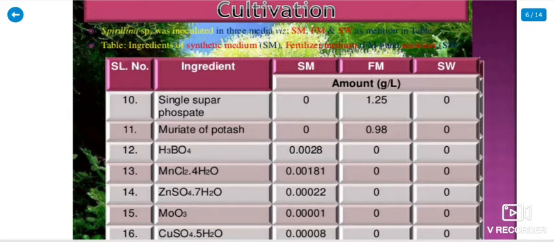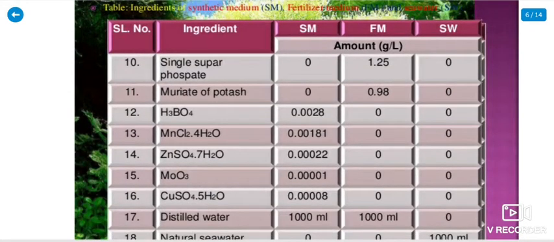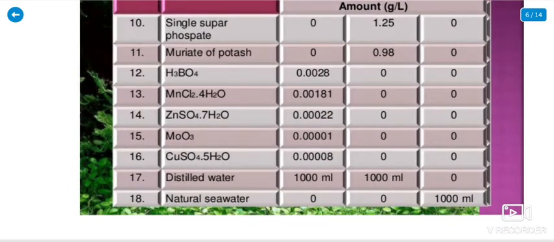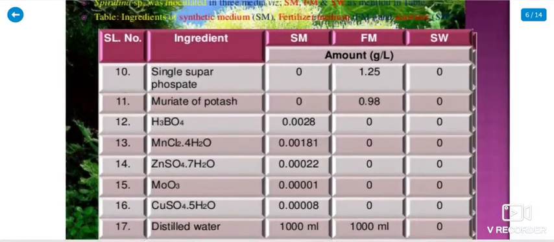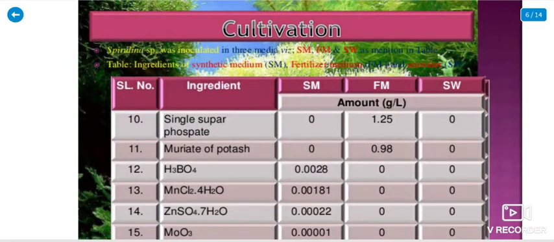The single super phosphate is SM medium 0, FM medium also 1.25 gram per liter, SW medium is 0, and muriate of potash, H3BO4, magnesium chloride with water, zinc sulfate with water, manganese trioxide, copper sulfate with water, distilled water plus natural seawater. So this is the composition of combination of cultivations in the 3 types of medium.